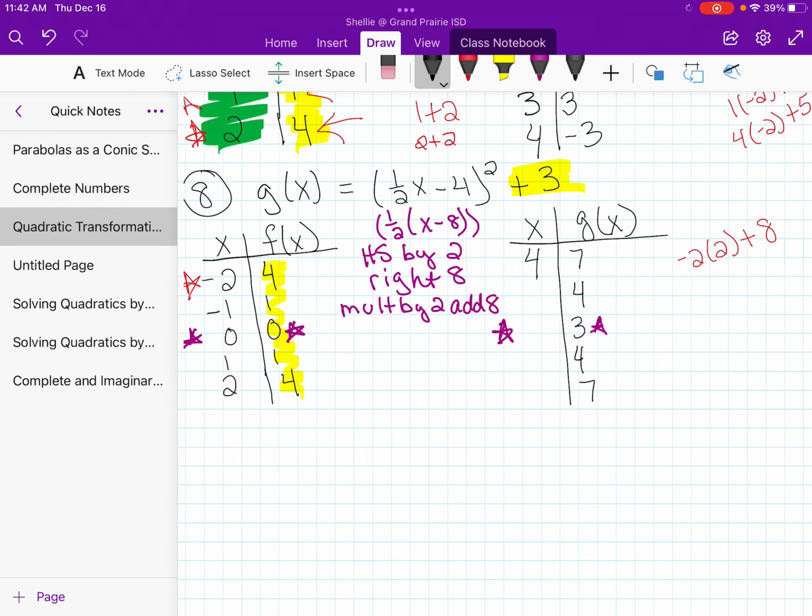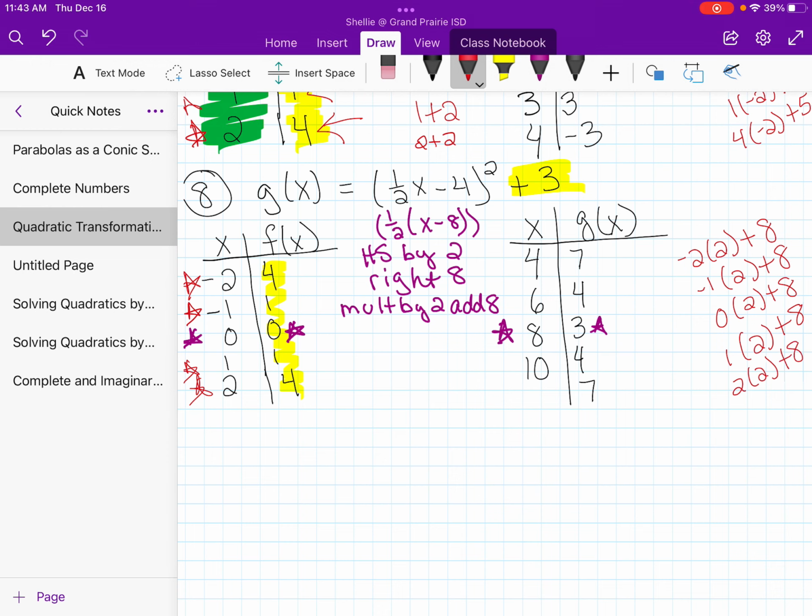Then I'm going to go right here. I have 1. So 1 times 2 plus 8 is going to be 10. And then last but not least, number 2. So I have 2 times 2 plus 8. 4 plus 8 is 12. And that would be the table for g of x.